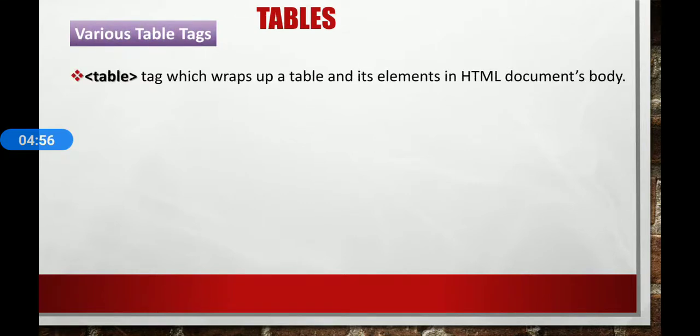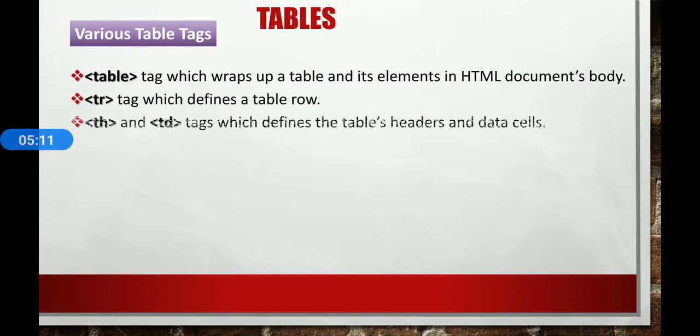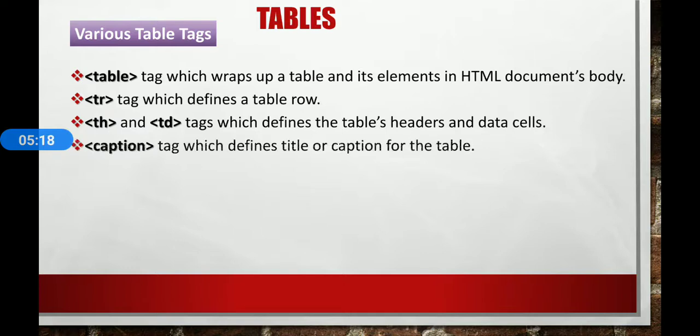Various tags used to create a table: the first one is the table tag. This tag wraps up a table and is contained in the HTML document's body. Next one, TR. It is used to define a table row. TH and TD define the table's headers and data cells. Caption is used to define the title or caption for the table.